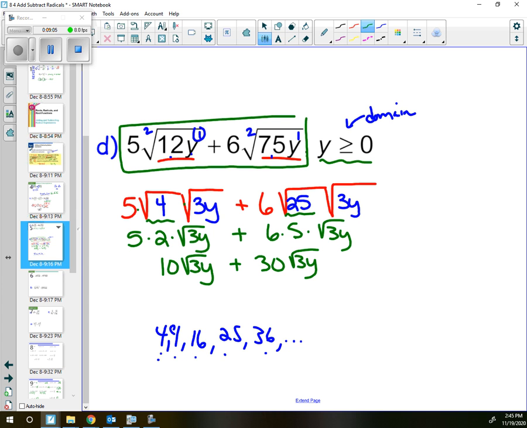So notice I simplify each part. Now I can take a look and say, okay, do I think these are like radicals? They have the same radicand, same expression underneath, and they're both square roots. Life is good. I can put these together. They are considered alike. How do I put them together? I combine their coefficients. So 10 of them plus 30 of them gives me 40 of these square roots of 3y. They are like terms because I simplified first. So if I hadn't simplified, I never would have been able to see that. I would have stopped. So make sure you always simplify first.